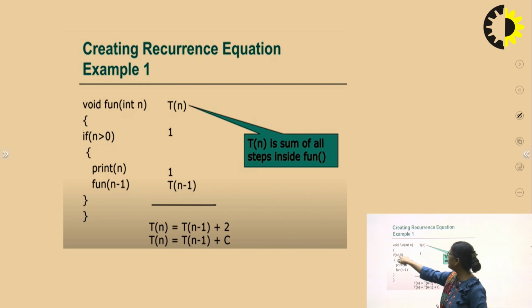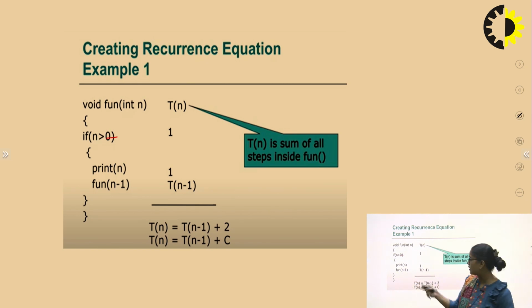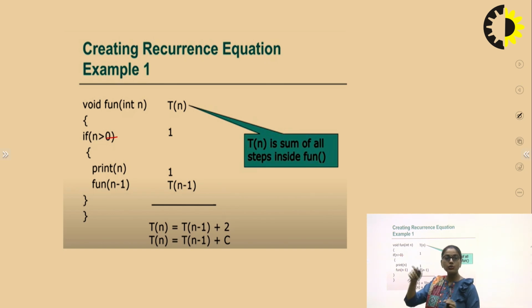So this particular if takes constant time, 1. And obviously, if this condition is true, then this particular printf is executing one time, and this is the recursion. Here, the function is calling itself again and again. When? Until when will this function keep executing? When we reach the base condition.